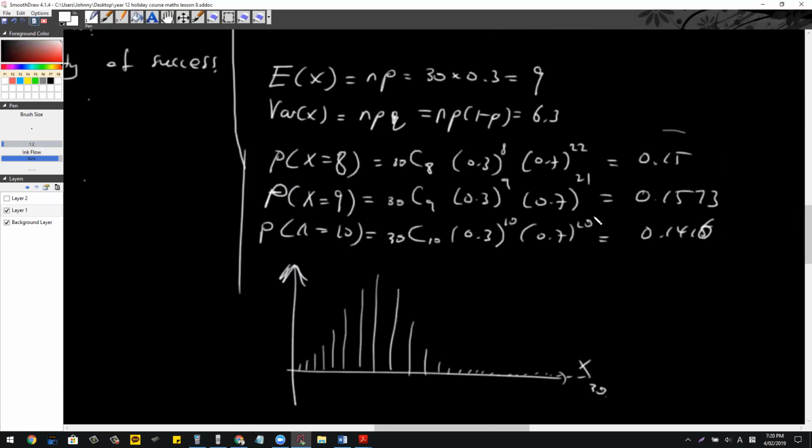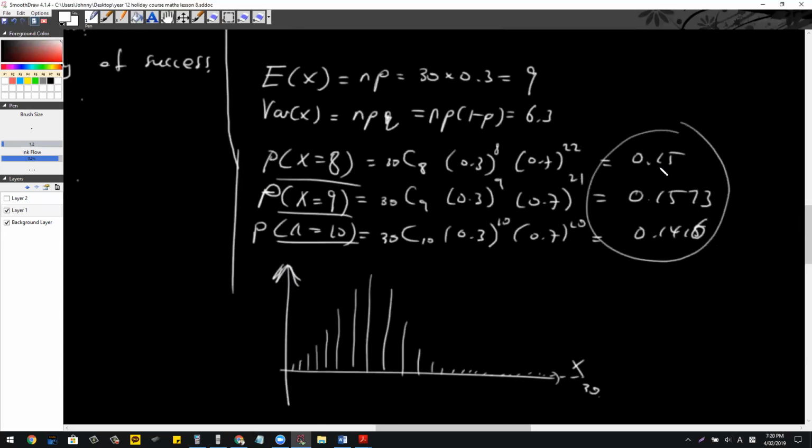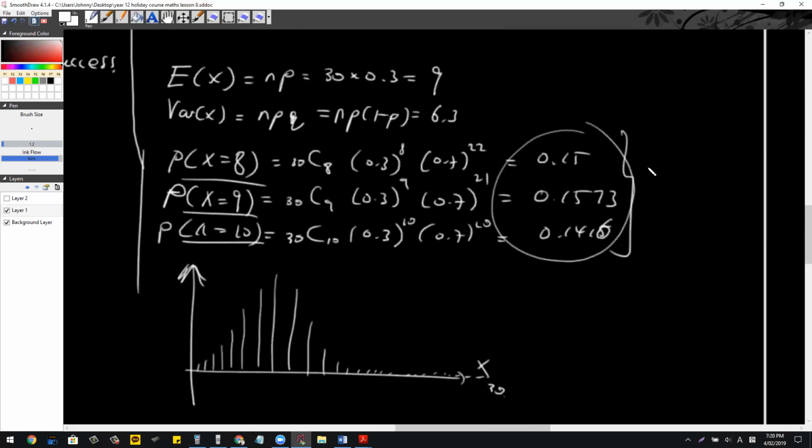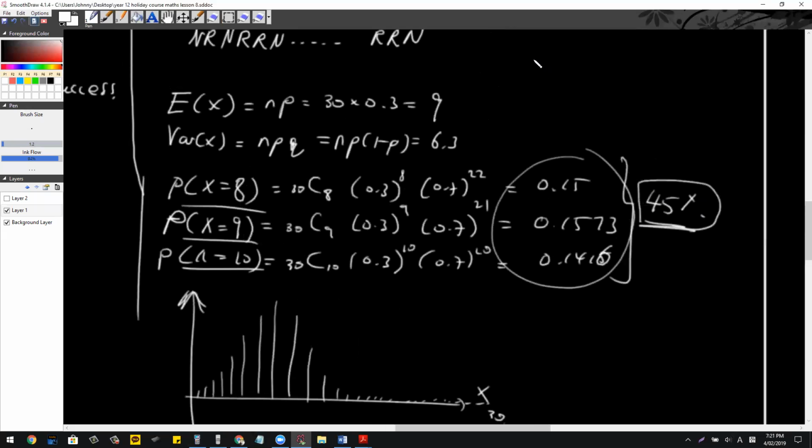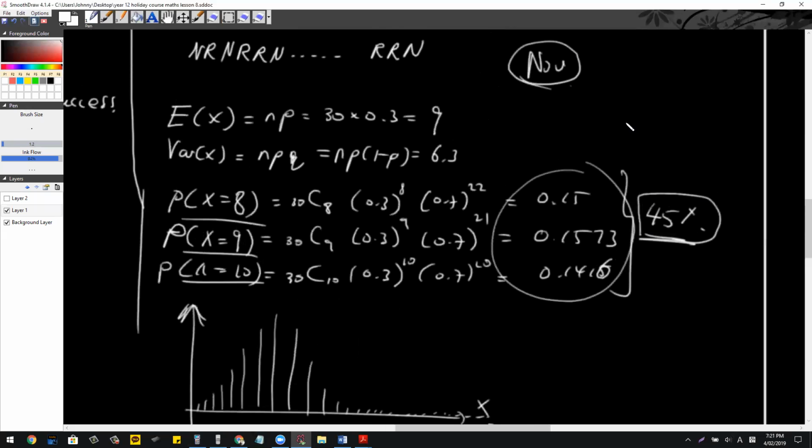So if I just add all this up, these three values alone are about 45%, right? So that's taking a lot of the probability. So if you take any random November, around 50% of the time, it will either rain 8 days or 9 days or 10 days. That's what it's saying.